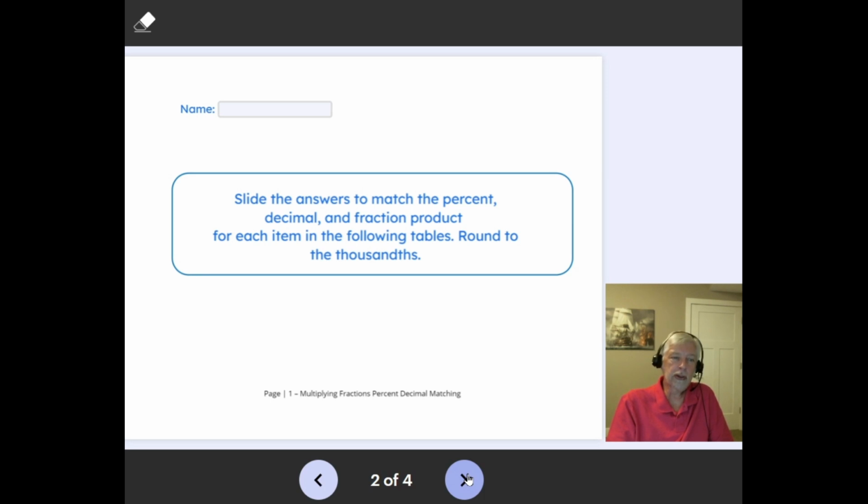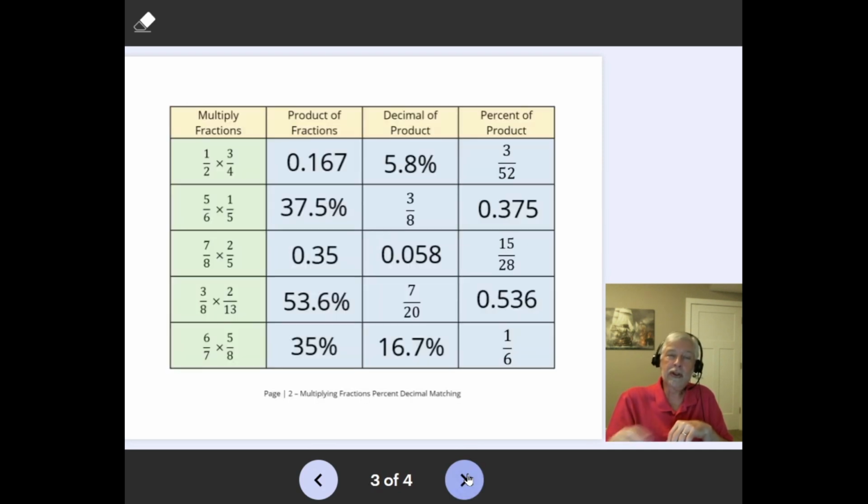So it gives the direction. It says slide the answers to match the percent, decimal, and fraction product for each item in the following tables. Round to the thousandths. If the student doesn't know what a thousandths is, that's when I bring them up to that level. We talk about it, we figure out how to do it so that they could continue with the activity. So these activities also help us define the weak areas.